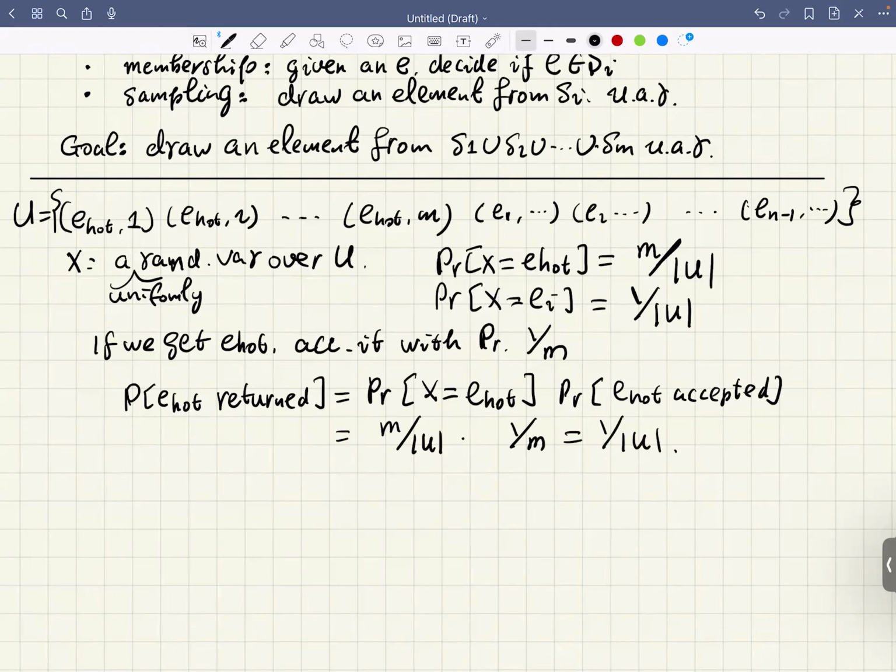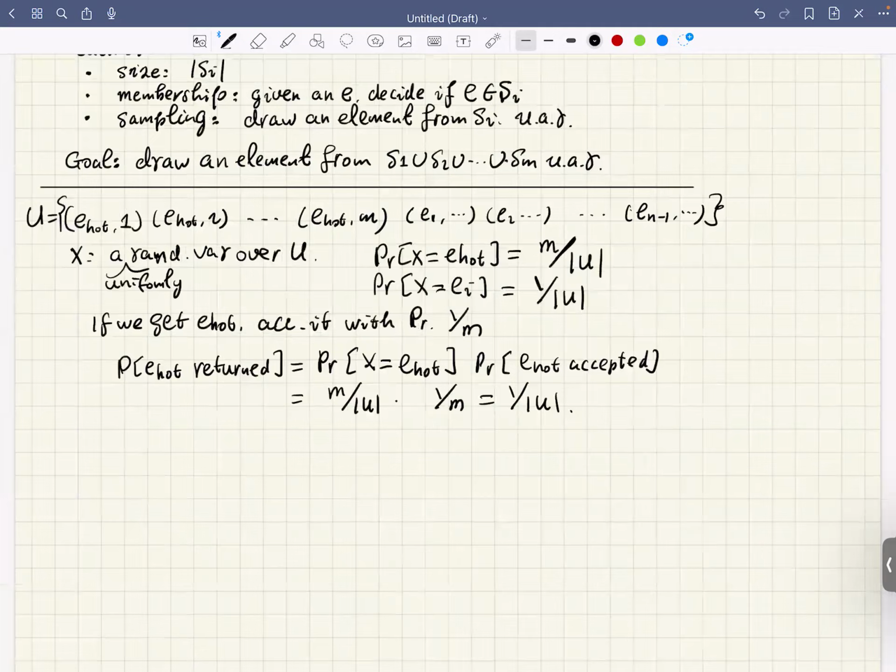On the other hand, if I get every other element and then I accept it immediately, there's no correction done. So you can see you are able to get a random element from the distinct union, because every element is returned with probability 1 over U. This is the same for every single element. But where is the catch? The catch is, you could fail now.